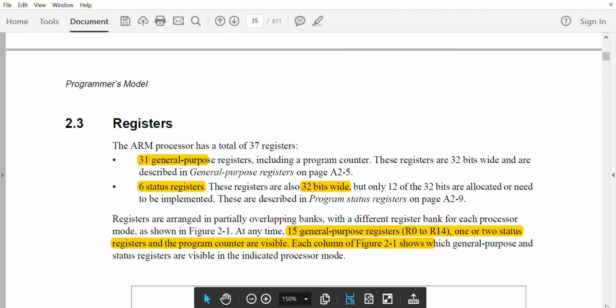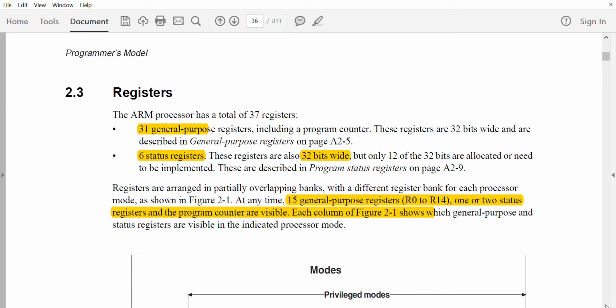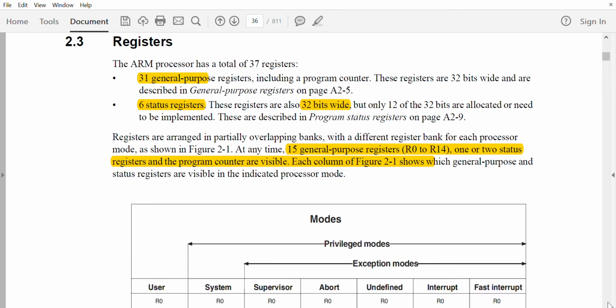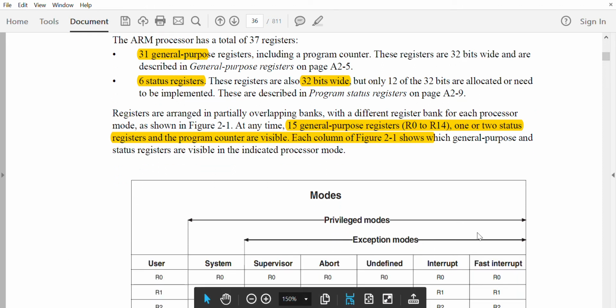So we have already talked about the registers. You have the status registers, the general purpose registers, 37 registers and all. So this is what we talked about just now. User mode is the only unprivileged mode. The rest, six, are the privileged modes, and except the system mode, all the rest of the privileged modes are exception modes.